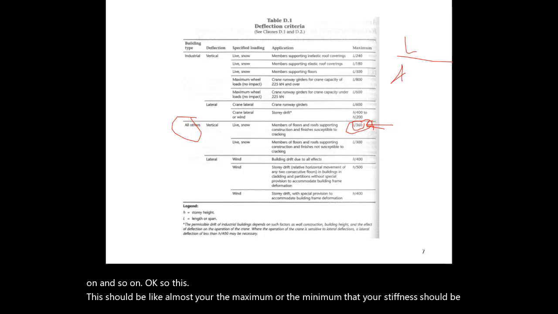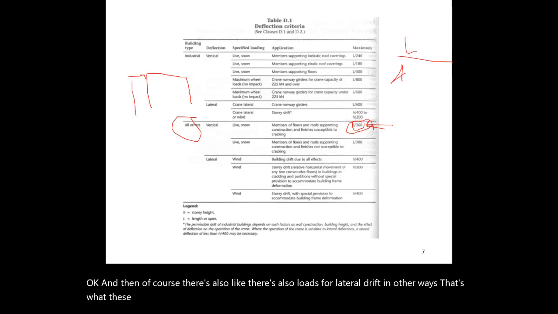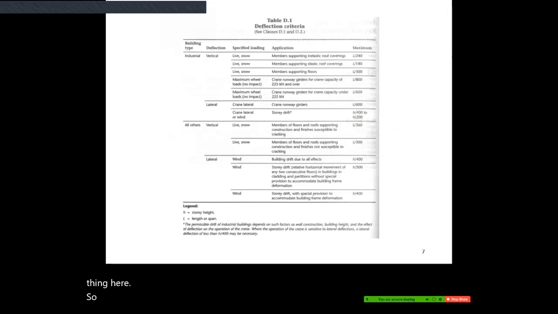And then of course there's also loads for lateral drift. In other words, that's what these are, okay? So L would be the height of your building. So therefore this is for lateral displacements and so on, okay? And the same thing here. So that's it. And like I said, they're pretty repetitive.